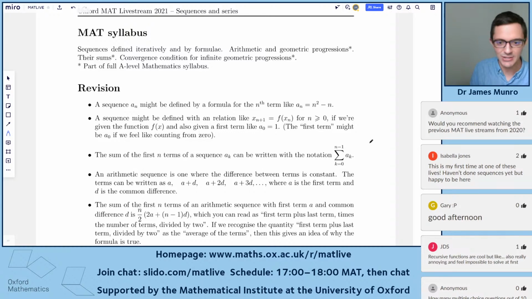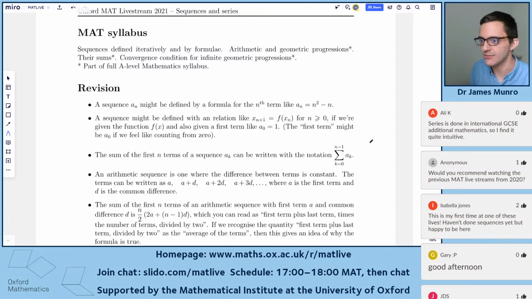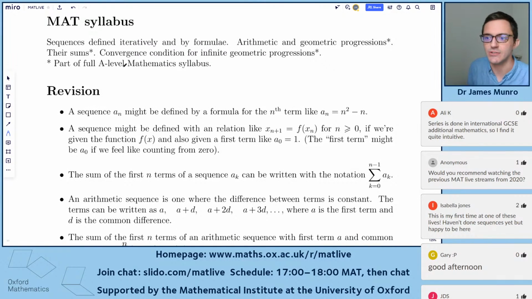Right, okay. We're losing viewers every time I don't do some maths. So let's go. MAT syllabus then. Let's have a quick look at that together. So this says sequences. We expect you to know about sequences defined iteratively. That means in terms of previous terms of the sequence. So iteratively is an expression like this one, some sort of function of the previous term.